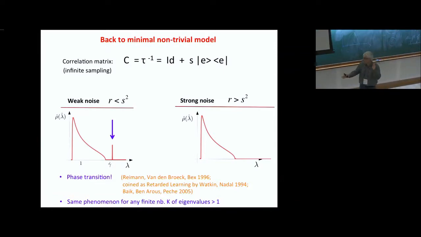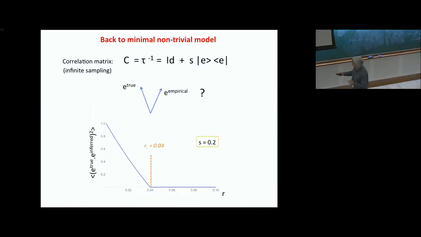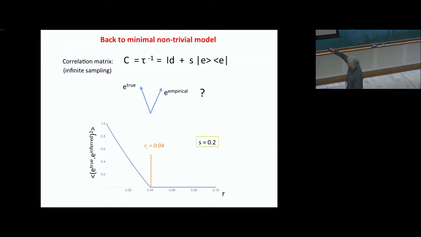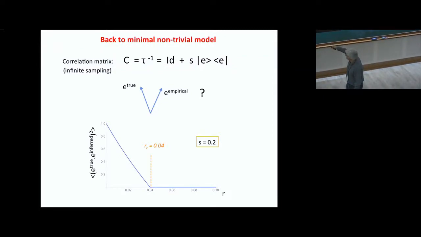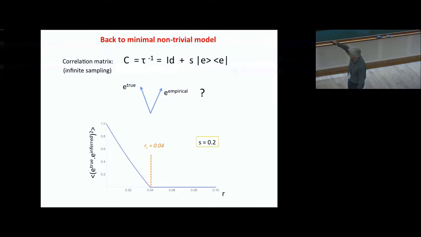And in fact, you can compute the dot product between E star, the true one, and E empirical, which is the top eigenmode of the correlation matrix. And here is an example for S equal to 0.2. The transition is at R equal to S squared, so that's 0.04. If you are above this, the dot product is equal to zero. If you are below, the dot product is larger than zero.